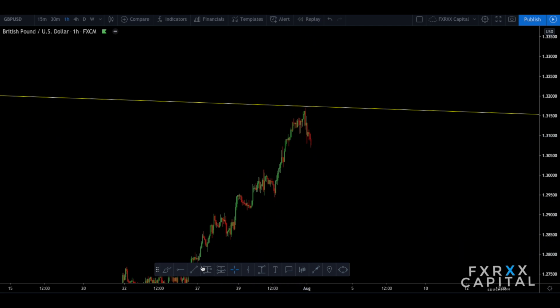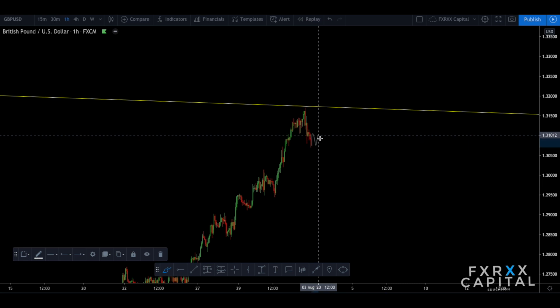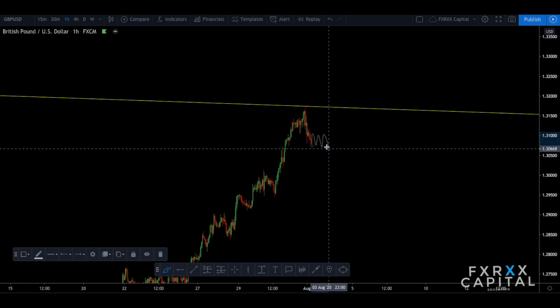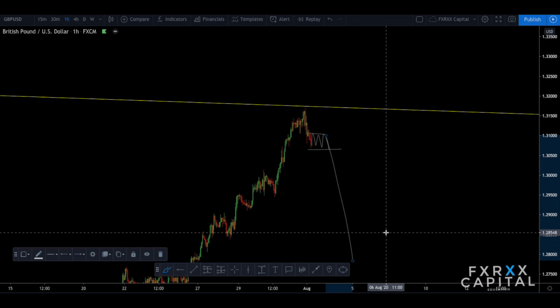For this pair, I will wait for one clean bull flag, one clean bear flag towards the sell setup, and sell it from here. So for this pair, we are at a high probability area.